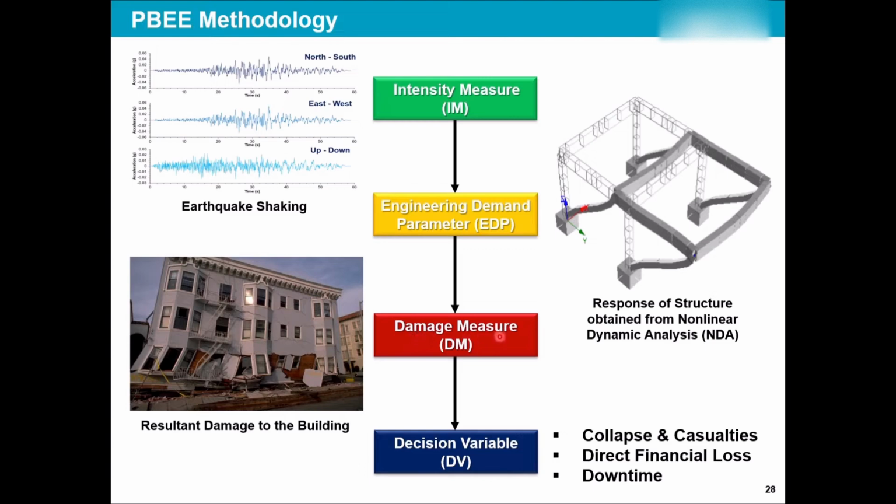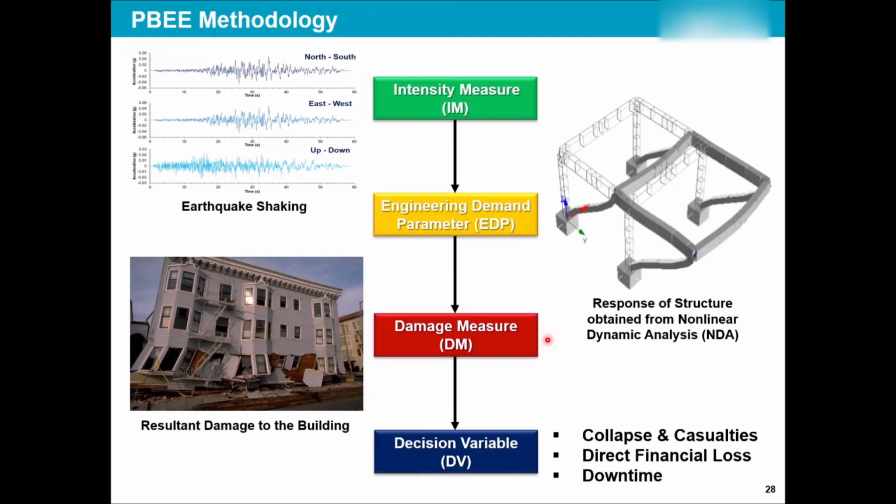So I can then define some damage measures and I say, okay, if my building is 10 centimeters away, it's slight damage. If it's 20 centimeters away, that is extensive damage. And if I reach 30 to 40 centimeters away, that is collapse, that is problematic. So according to the performance of my building, I can define some damage measures.